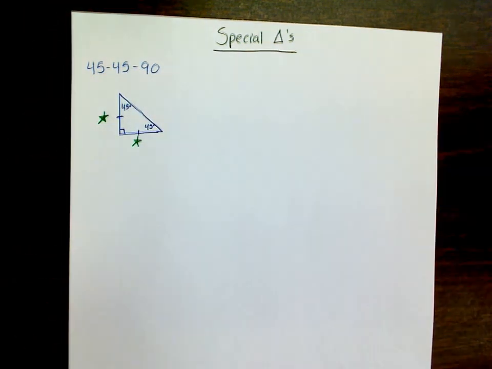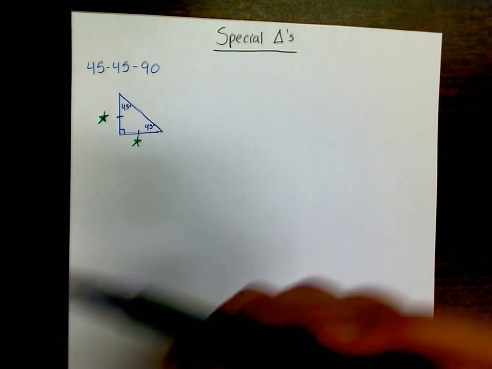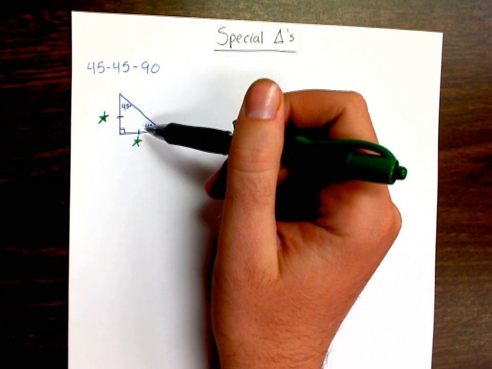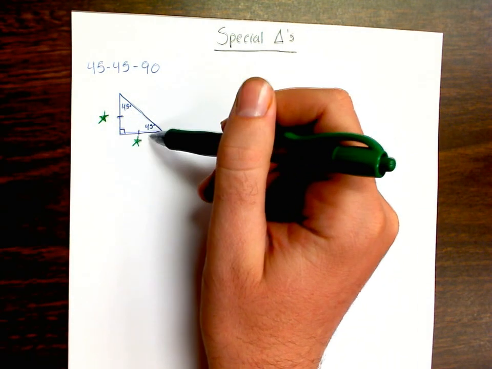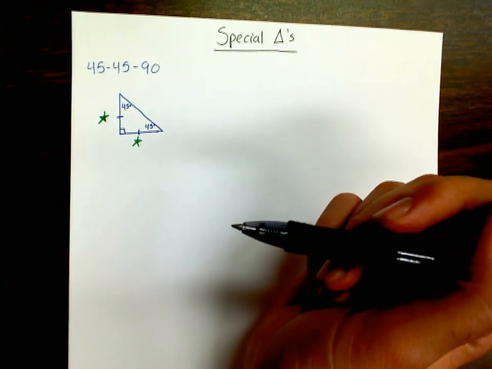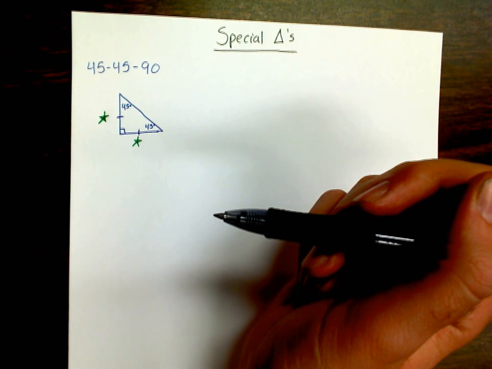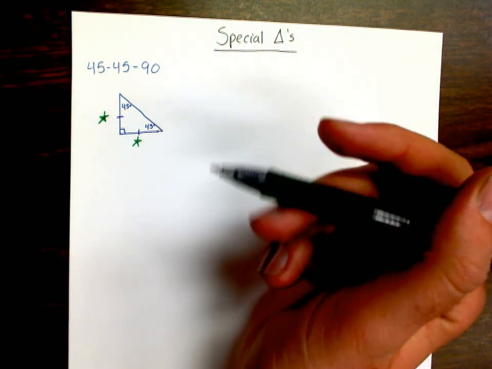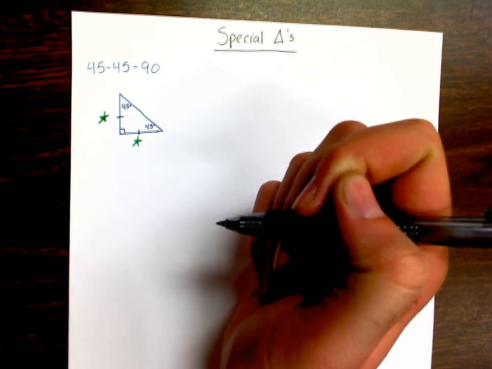Now, I claim that because this is a 45-45-90 triangle, there is a rule that relates the two congruent sides of this triangle to the hypotenuse. I'm going to prove that rule once, and then I just want you to use it. You're never going to have to reproduce this proof again, but I feel like you should see where it comes from rather than me just throwing it out there and asking you to trust me.